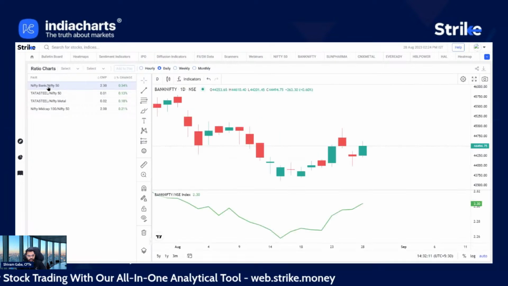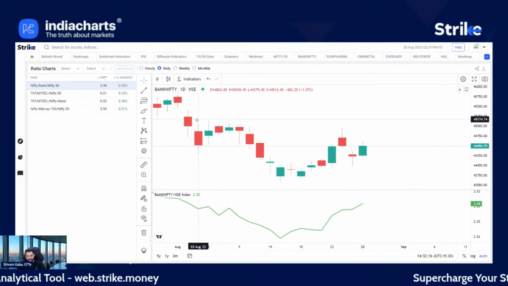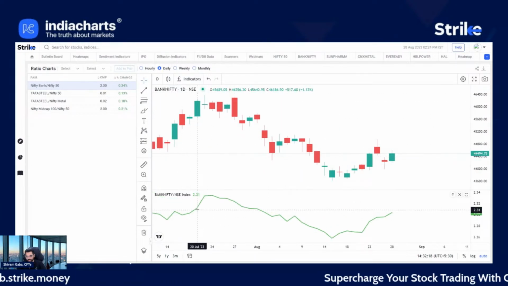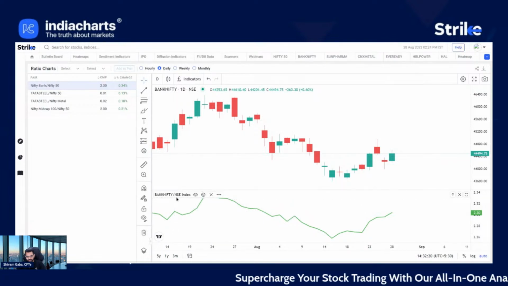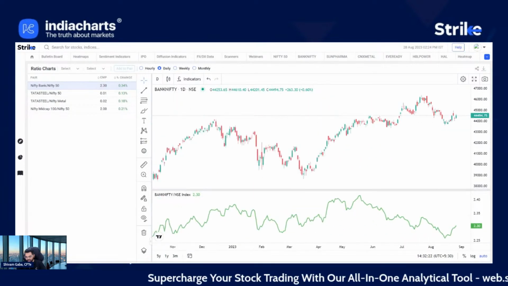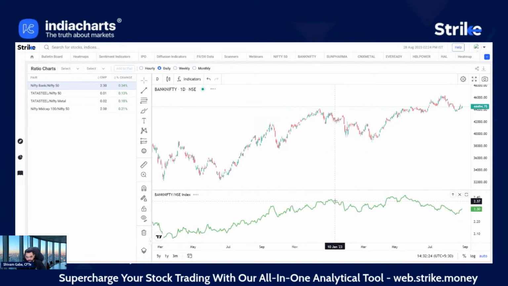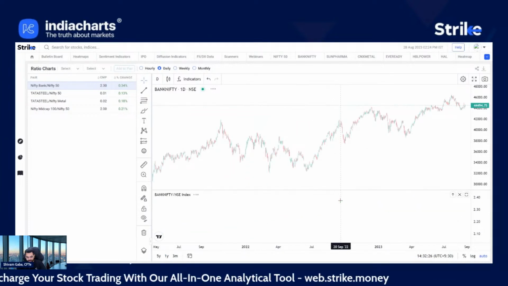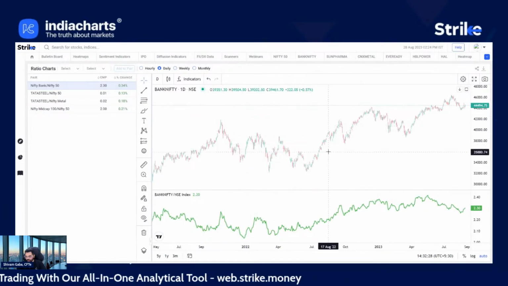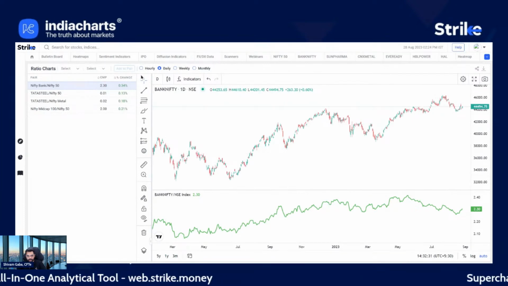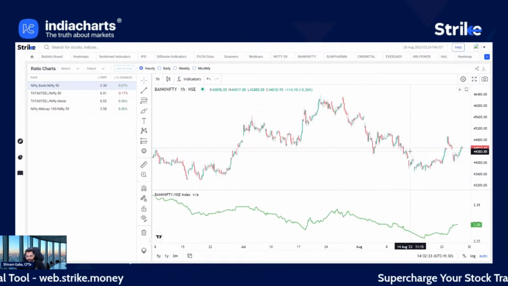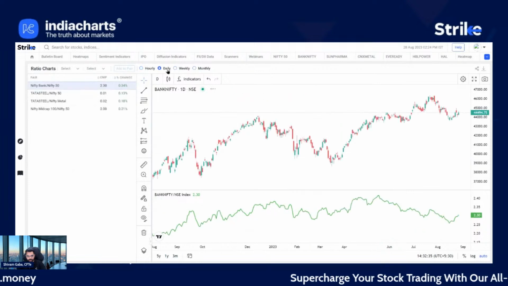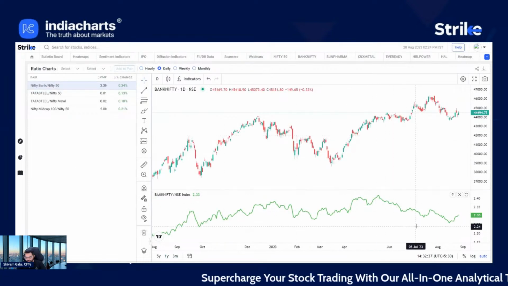Now this way, this pair gets added to your pair watch list, and you get the Bank Nifty price at the top along with the Bank Nifty versus Nifty ratio chart at the bottom as an indicator. So you see, you have a lot of history for this, and you can view the same ratio on either daily, weekly, or hourly, or even monthly time frame. So this is the beauty of ratio charts. Many people may already be using it.